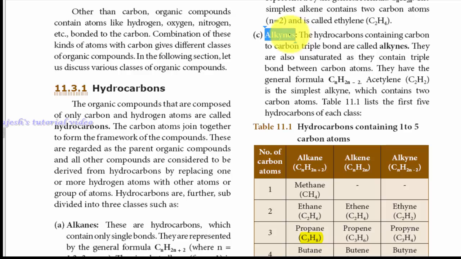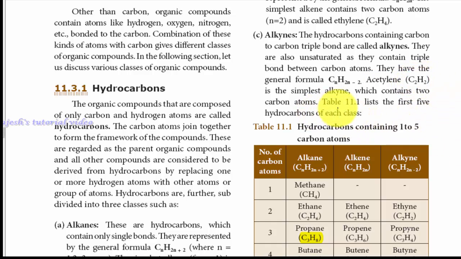And then next is alkynes. Here a carbon to carbon triple bond is seen in one or more places, and because they have a triple bond, they are also unsaturated, and they are represented by the general formula CnH2n minus 2. Here also the simplest compound should have a minimum of 2 carbon atoms, because the triple bond is seen between 2 carbon atoms. The first simplest compound, called acetylene, has the formula C2H2.